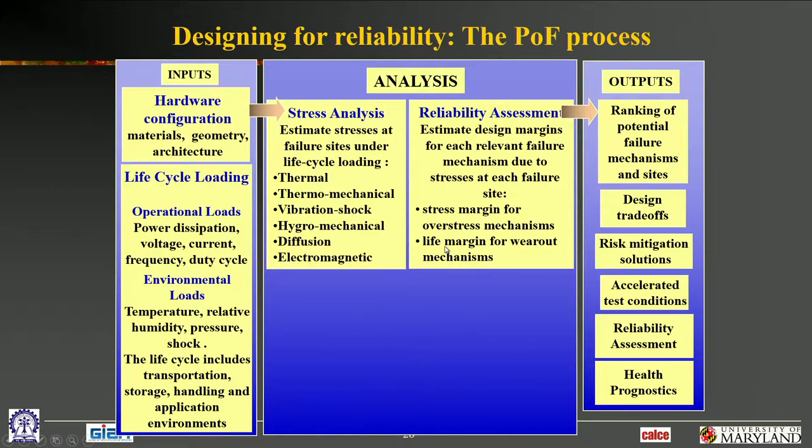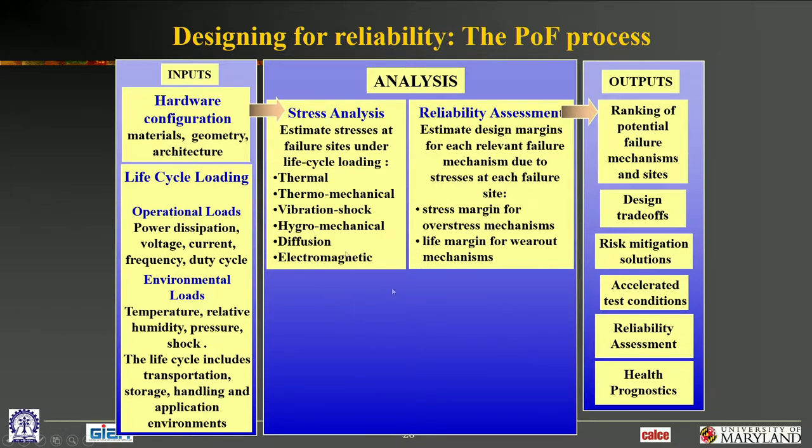That means how long it's expected to fail, how long the customer wants it to last. The difference is your life margin. The idea is to always have a life margin greater than one. And depending on how much factor of safety you want to use, it will be some value greater than one, right? So just like in every other engineering design, you apply a factor of safety. So for overstress, it's stress margin. For wear out mechanisms, it's life margin.